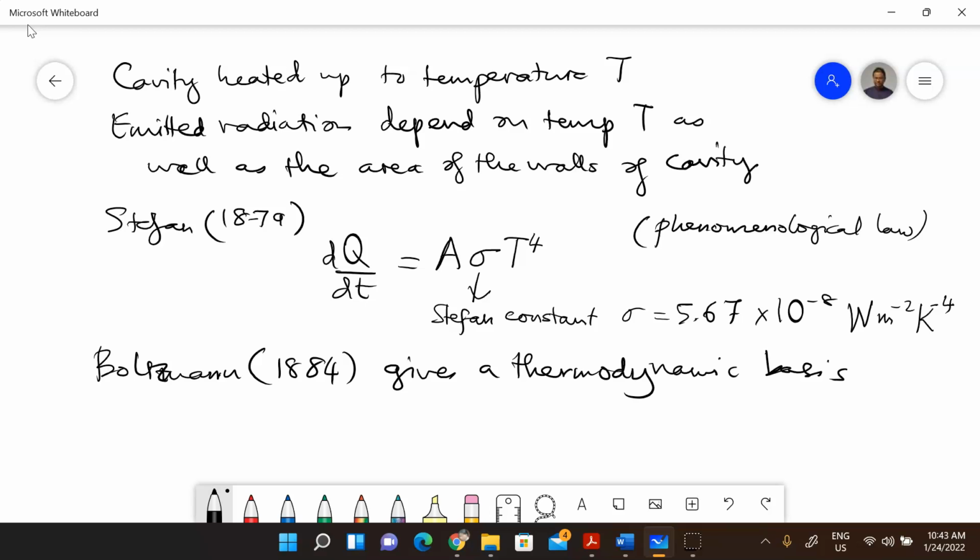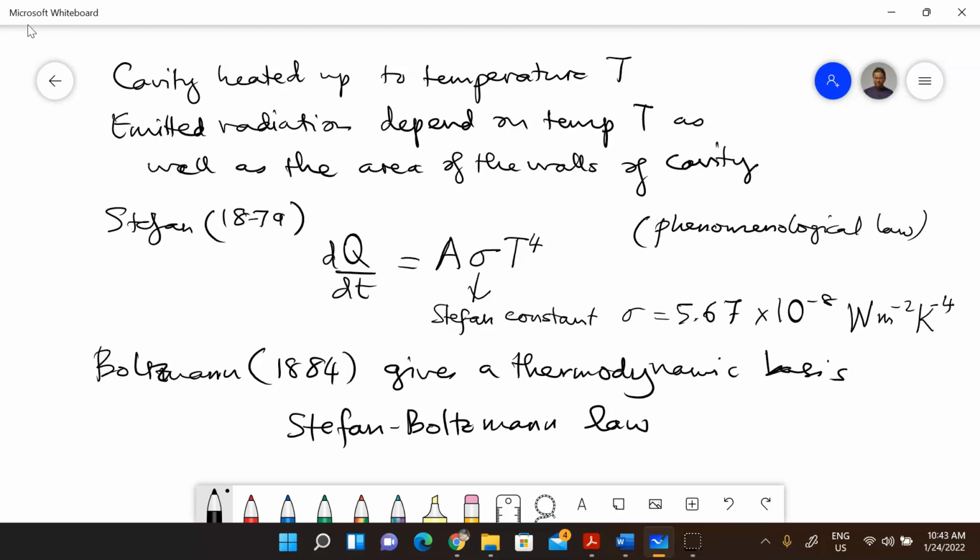So because of that, it's sometimes called the Stefan-Boltzmann law. Okay, so can we actually try to deduce this formula? Well, we can attempt.